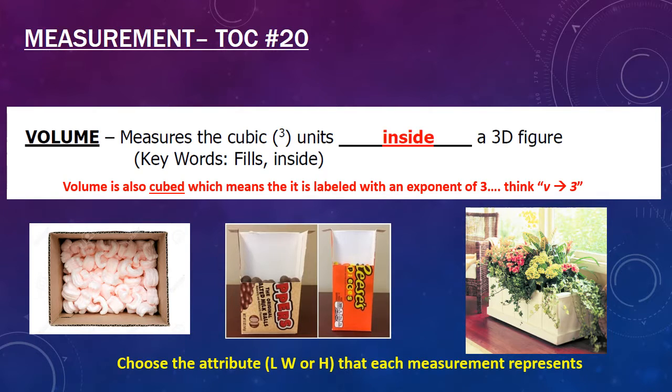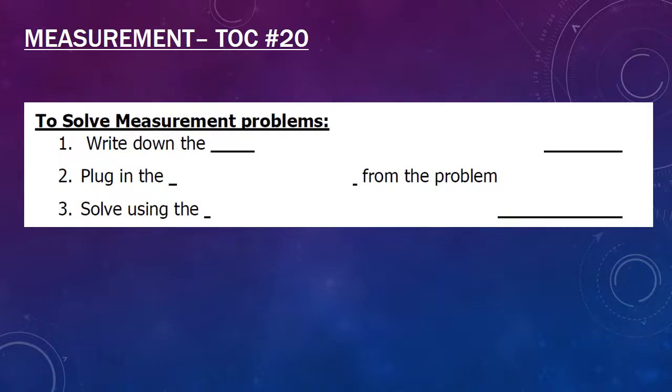And once with surface area and volume, it's important that once you choose the attribute, because you have length, width, and height, that you're going to identify, oh, this is the length, this is the width, and this is the height on the shape. Be consistent. Make sure you label it on the shape so you don't get confused and leave out a measurement, especially when you're looking at surface area.